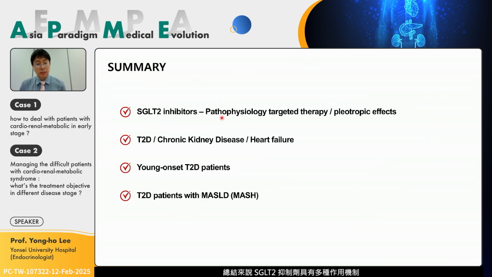So to conclude, the SGLT2 inhibitor has many effects, especially focusing on improvement in the targeted pathophysiological mechanisms. I also shared 3 cases: elderly patients with chronic kidney disease and heart failure, people diagnosed at young ages, and people diagnosed with MASLD or MASH. So I think those are the options where patients can respond well to SGLT2 inhibitors.